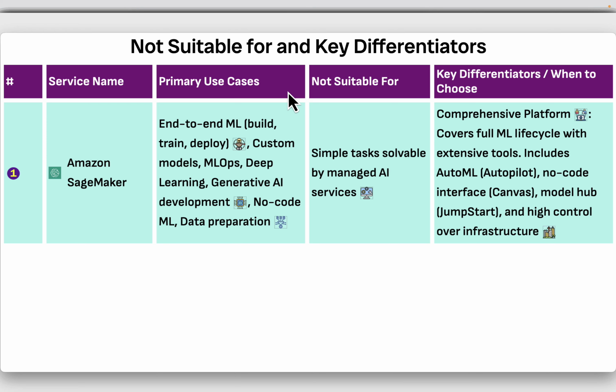So primary use cases are the same as I talked about. This is for end-to-end machine learning. You can build, train and deploy your models. You have custom models, you have MLOps, you have deep learning, generative AI development, no code ML and data preparation. So when to choose is it's a comprehensive platform. It covers the full machine learning lifecycle with extensive tools. It includes AutoML through Autopilot. There is a no code interface, which is offered by Canvas. This is a model hub, which is like JumpStart models, and high control over the infrastructure.